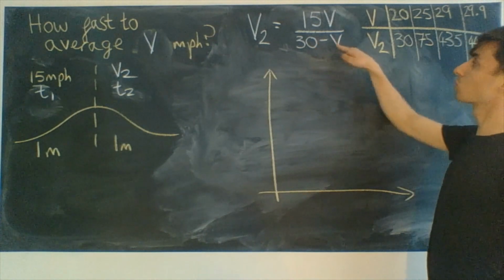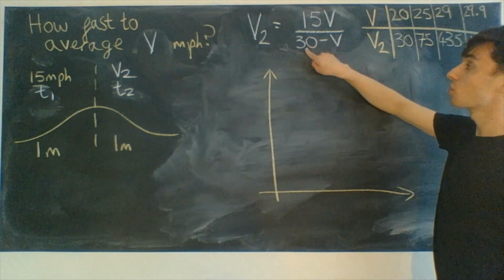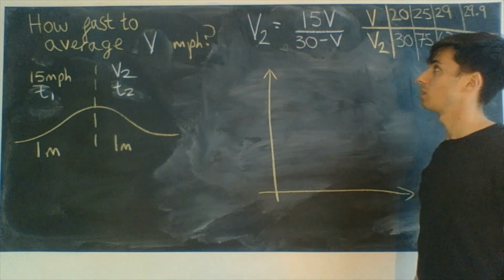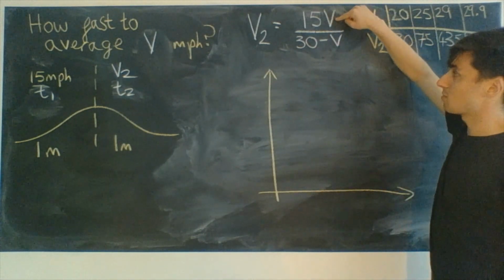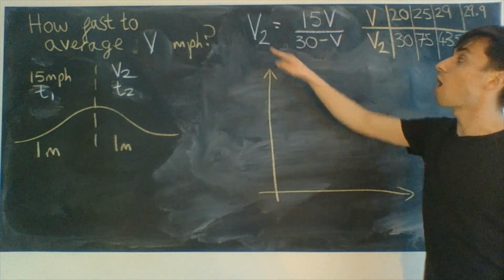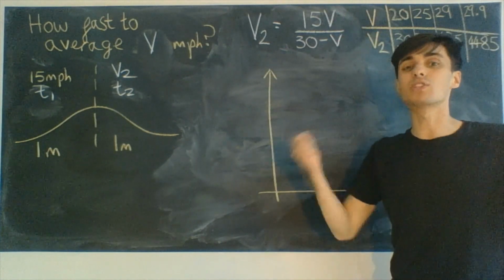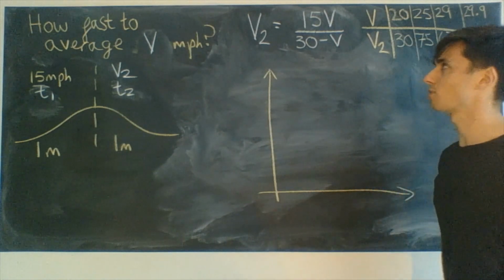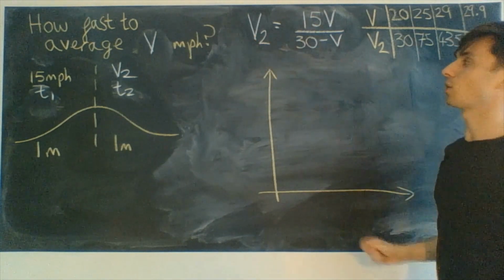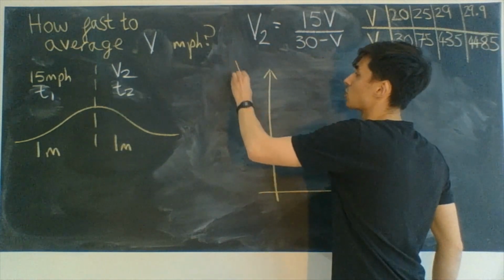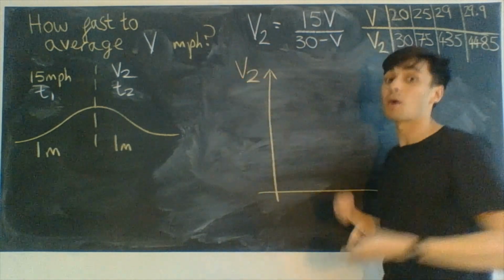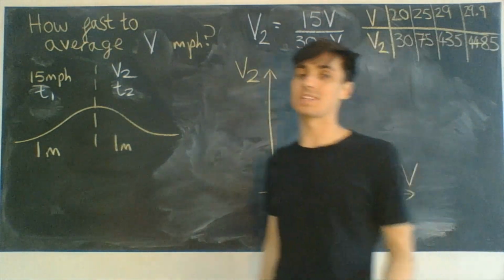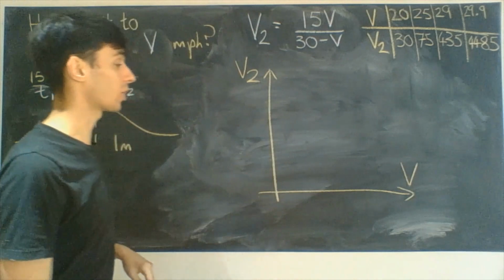What that means then, because V is less than 30, 30 minus V has to be greater than 0. And because V is positive, and this is greater than 0, our V2 has to be positive as well. We're just all positive. First thing that we should put on our graph is, well, we want V2 as a function of V. So that means V2 is going to take the place where Y would usually go, and V, our overall speed, is going to take the place where X would normally go.